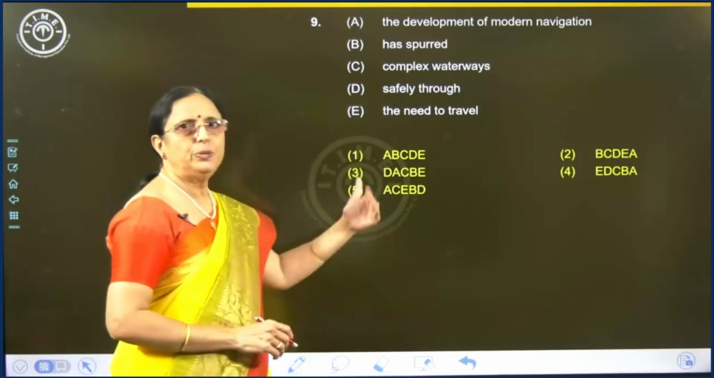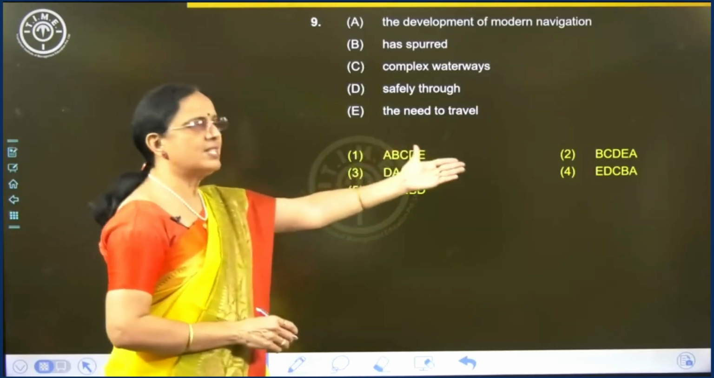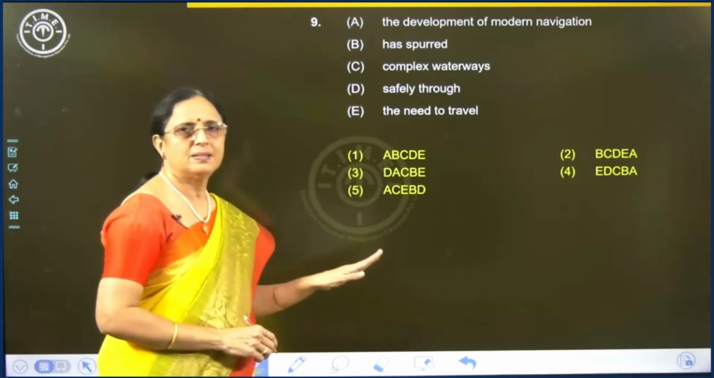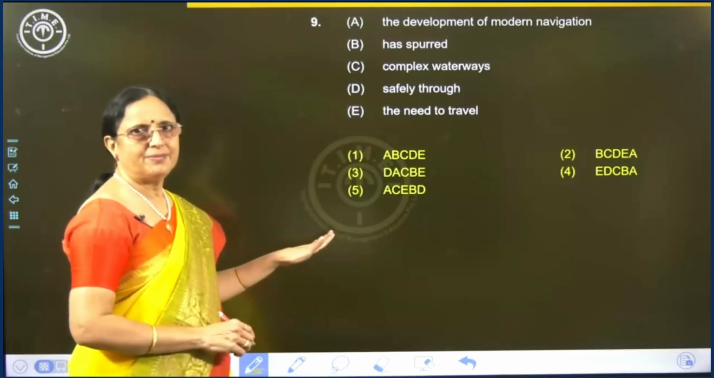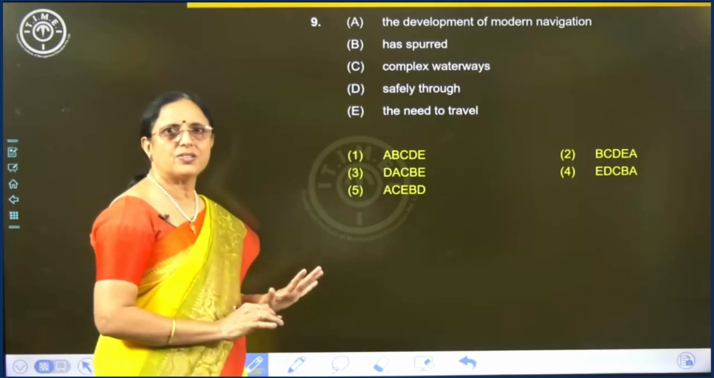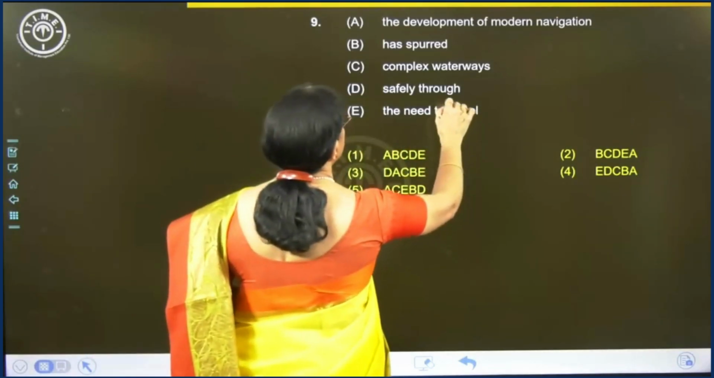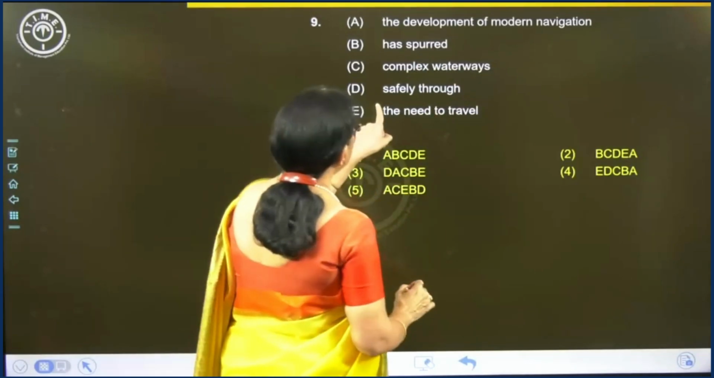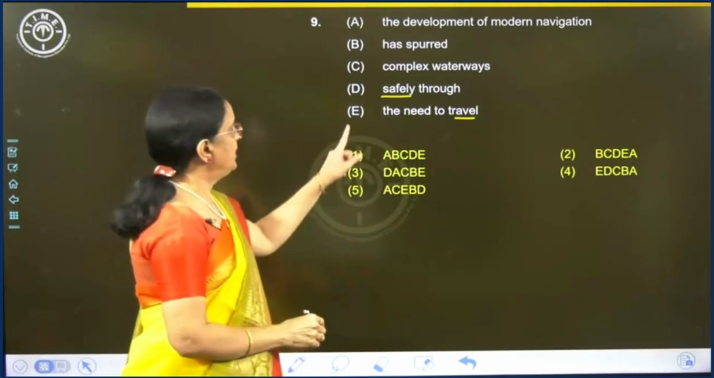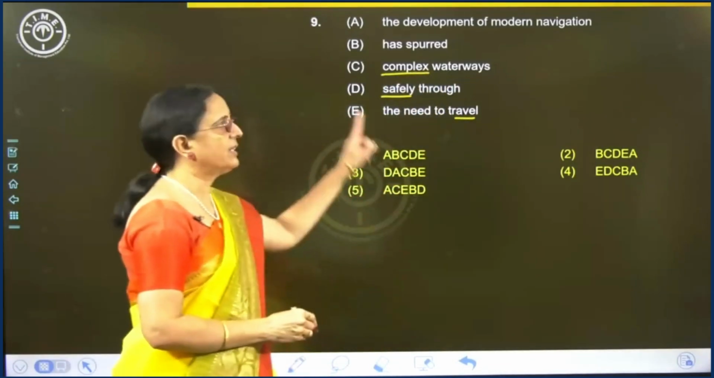Sometimes when we do it this way, some of you smart ones think, I got the answer straight, why don't I pick the answer straight instead of doing all this? But to be on the safe side, it's better to find the order first and then go to the choices, because not all the questions are going to be easy. Remember that. Now, let's do it. The need to travel has spurred. Oh, no. The need to travel safely through complex waterways. That's a connection.